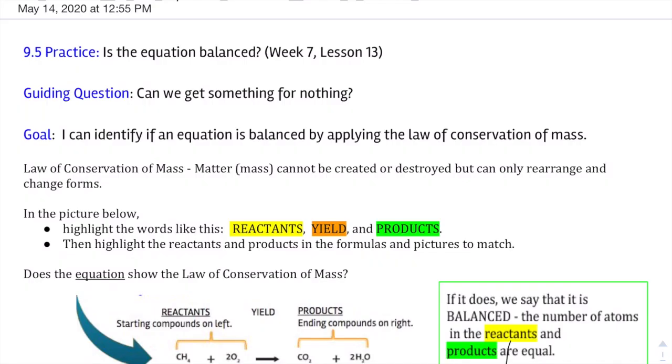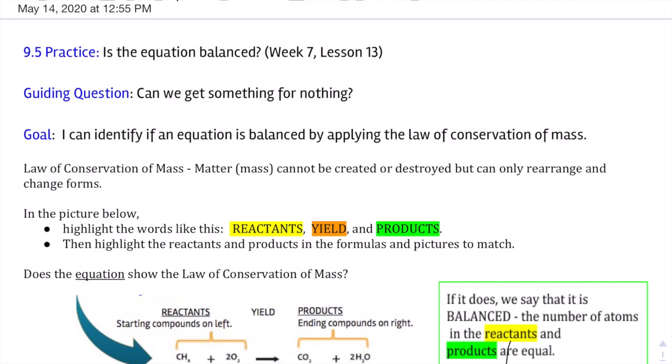If you want help with this worksheet, I'm glad you're listening, and you should probably open the worksheet in Notability, maybe do a split screen if that works for you. The worksheet is 9.5 practice. Is the equation balanced? The guiding question: can we get something for nothing?